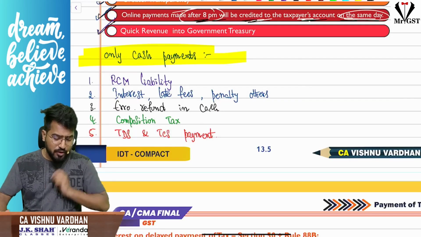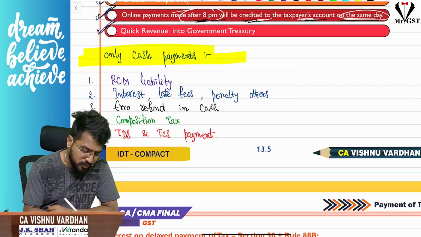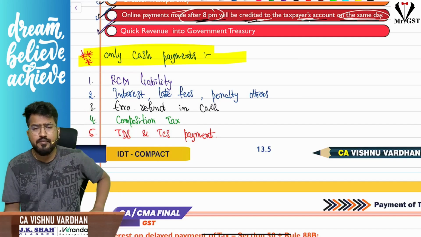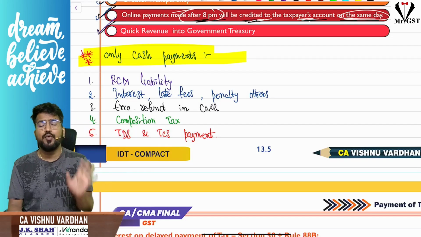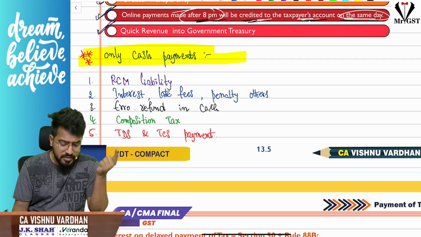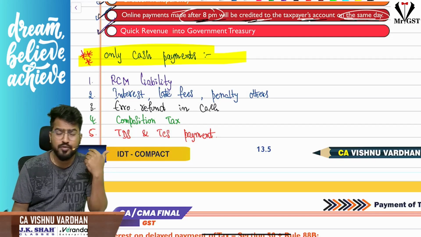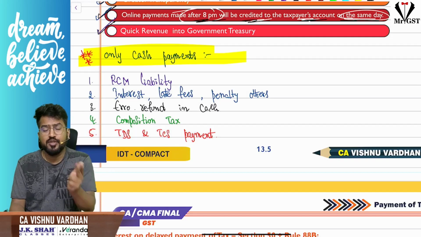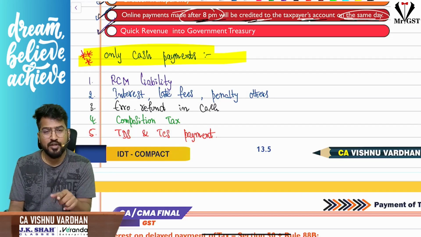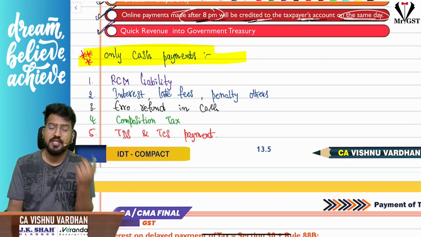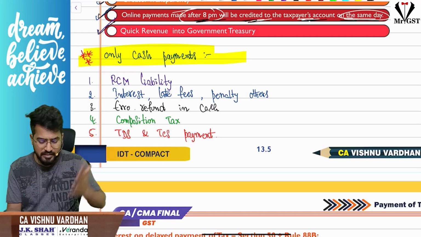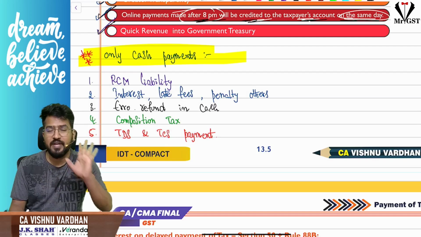Here, one very important point which I have missed out in the book has given us notes here. What are the payments which you should definitely pay only in cash under GST? Sir, one is RCM liability, the other is interest, late fee, penalty, and others. Next, erroneous refund you have taken in cash, that you should again give back to the government only in cash, because you have already received the refund. You applied refund wrongly, they also granted wrongly, and they are asking you the money, so you should return that refund to the government in cash only. Next, composition tax, TDS and TCS payments. Sir, these things only to be paid in cash.